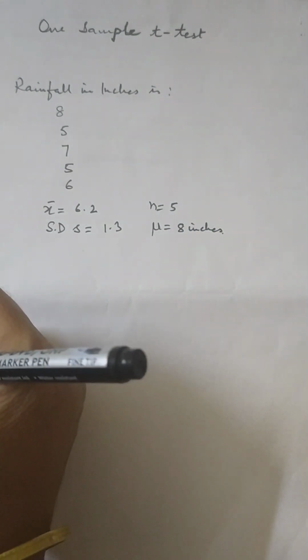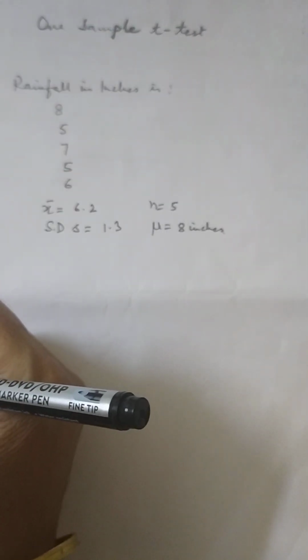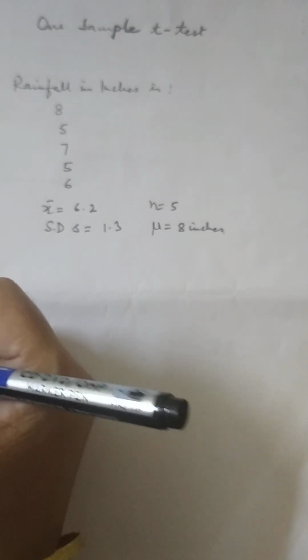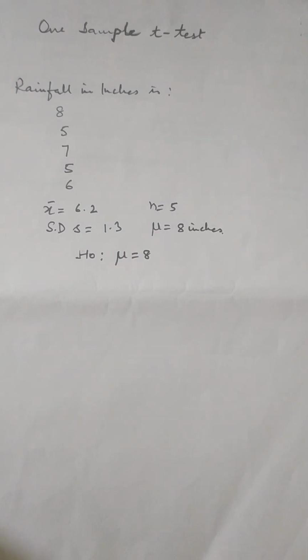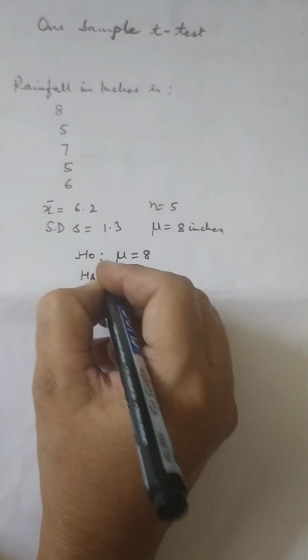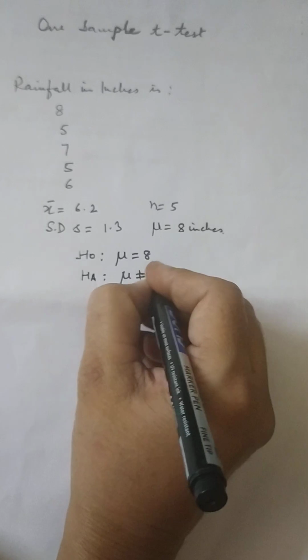So we will first frame the null hypothesis. We can say that the null hypothesis is the annual rainfall from 2016 to 2020 is the same as the overall annual rainfall of 8 inches, right? And the alternative hypothesis we can also frame: the average rainfall from 2016 to 2020 is not the same as the overall average annual rainfall of 8 inches. So the alternative hypothesis is that the mean is not equal to 8, right?